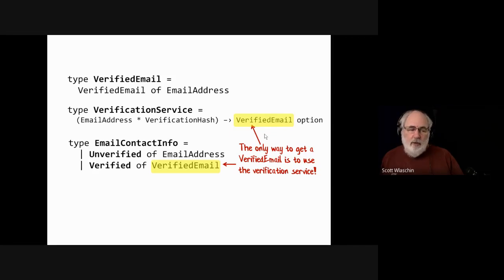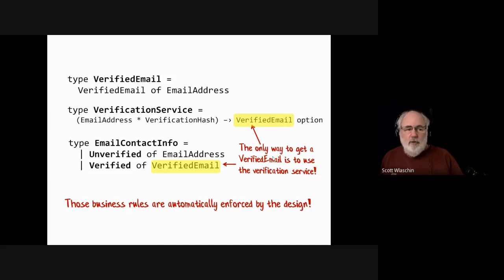So the only way to create a verified email is as the output of the verification service, which is exactly what we wanted. That's exactly what the business rule was, right? The business rule said you can only be verified if it's gone through a verification service. So we don't need a special validation or any kind of rules to check that this logic is being followed. The logic is followed because the design will not let you write anything that doesn't follow it. So you literally cannot get it wrong. If you have this design, you cannot make a mistake in your code. And I think that's really, really cool.